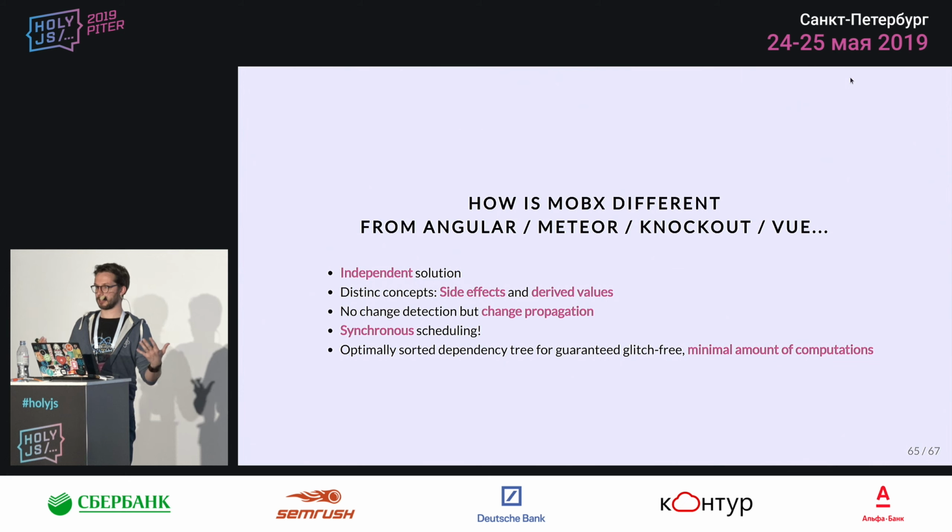Change detection is pretty expensive. But there's no change detection in MobX. There's only change propagation. When something changes, it notifies observers. But there's no hard comparison going on, no deep comparison. And further, it very explicitly makes a distinction between side effects and derived values, something you see in Vue as well.